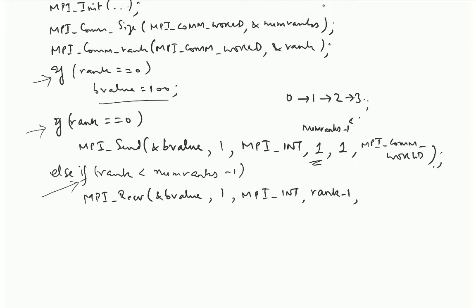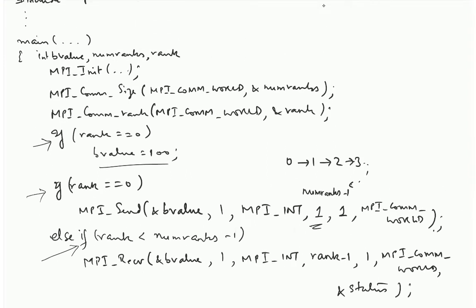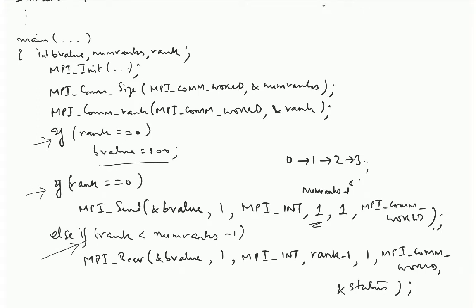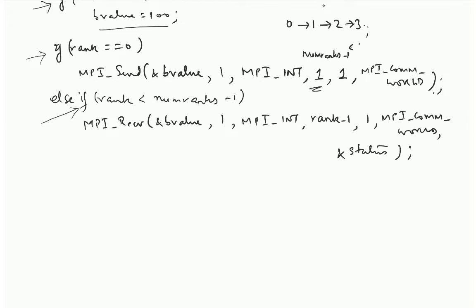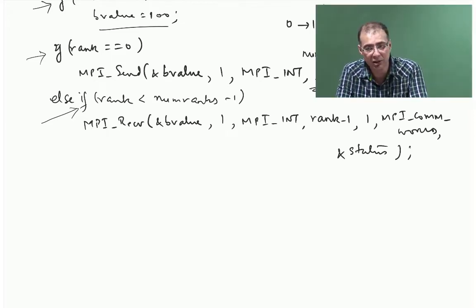What is the next parameter? Tag. So tag also I know it's 1, or I could say MPI any tag. Either way it's fine. Then the communicator, which is going to be MPI com world. And finally the status, so ampersand status. I'm going to have to define another variable here, MPI status, a variable by the name of status, and I pass the pointer to that.